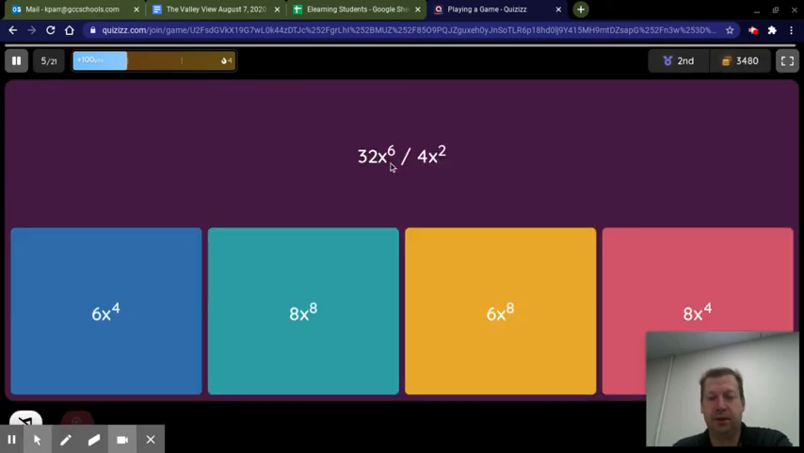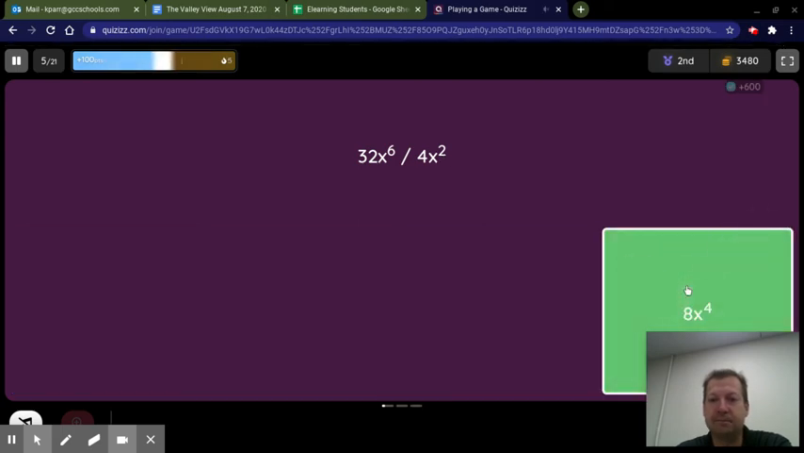Okay, this one's a little bit different than what we've done because you've got a 32 and a 4, and you need to do 32 divided by 4, which gives us 8. Then you do 6 minus 2 because it's a fraction, and you get 4. So it's going to be 8x to the 4th power, which is this option right here.